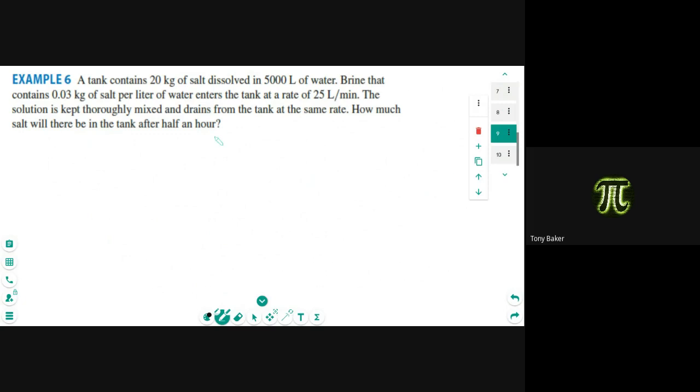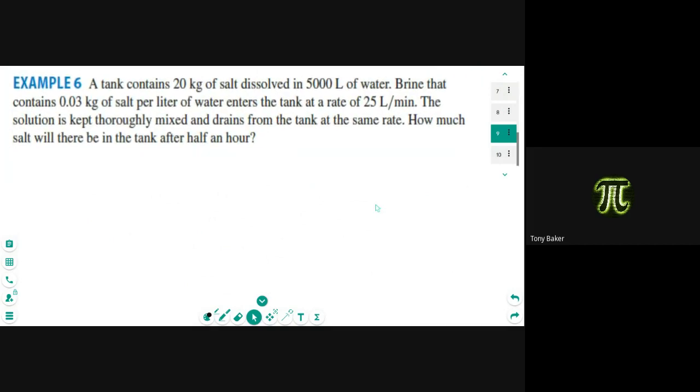All right. Next card: integral of u dv equals uv minus integral of v du. Mixture problems.